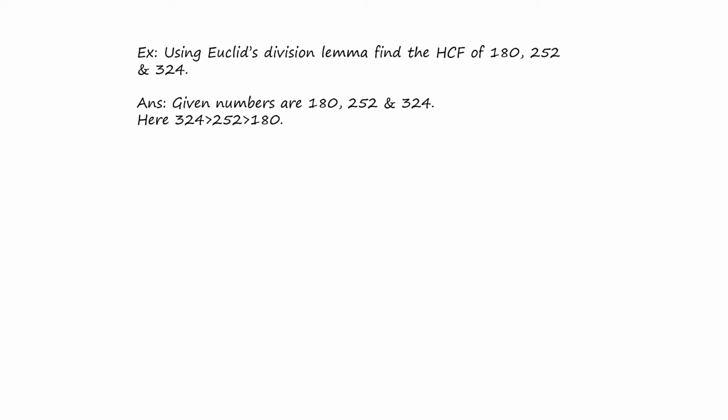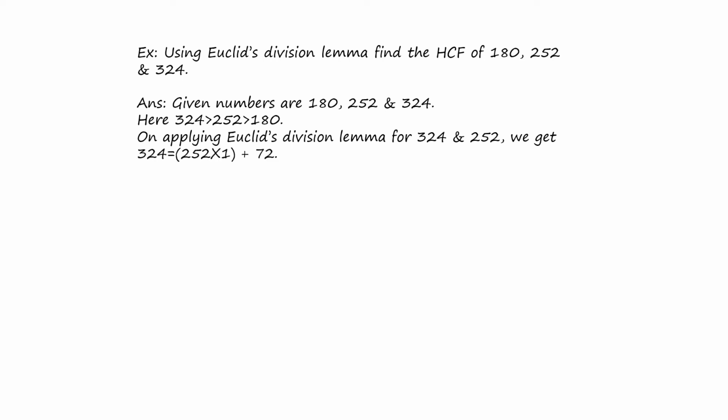Using Euclid's division lemma, find the HCF of 180, 252 and 324. The given numbers are 180, 252 and 324. And here 324 is greater than 252, which is greater than 180. So taking 2 at a time, applying Euclid's division lemma for 324 and 252, we get 324 equals 252 into 1 plus 72. Here the remainder is 72 and it is not equal to 0.